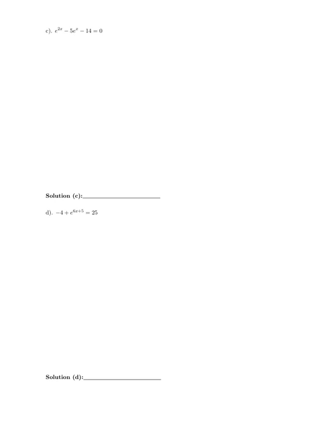Okay, the next one, part C. e to the 2x minus 5e to the x minus 14 equals 0. Let me do it this way. I'm going to say let y equal e to the x. Then do you see that I can rewrite the given equation as y squared minus 5y minus 14 equals 0?